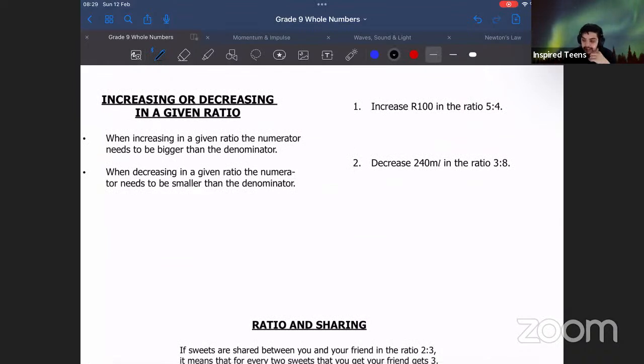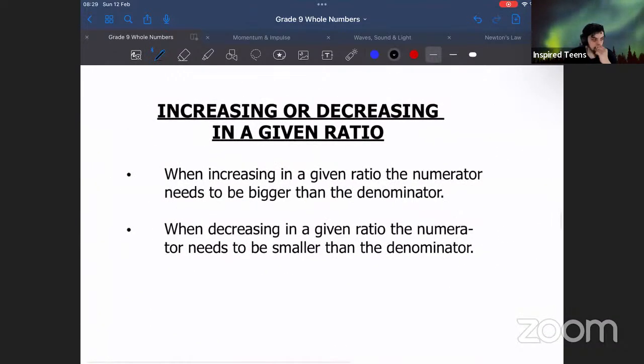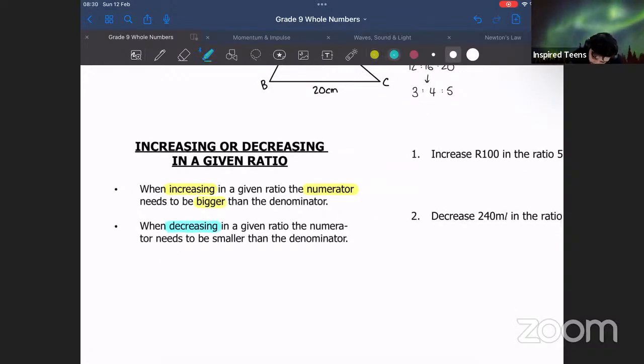Let's talk about increasing or decreasing in a given ratio. Okay, so we have 2 simple rules that you need to follow that are the key to answering these questions. The first one is when increasing in a given ratio, the numerator needs to be bigger than the denominator. And when decreasing in a given ratio, the numerator needs to be smaller than the denominator. Basically, you need to remember the keywords. Increasing, numerator is bigger. Decreasing, numerator is smaller. Or denominator is bigger, however you want to remember it.